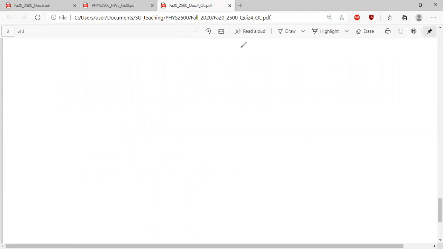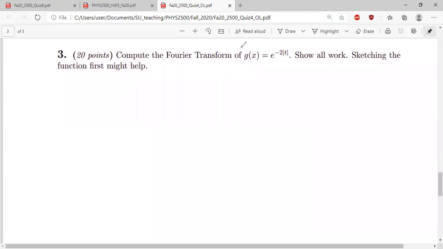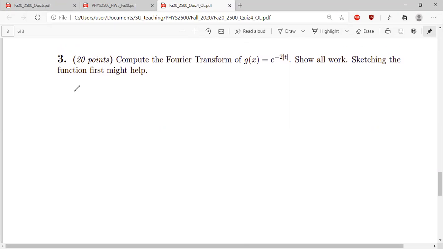And then finally, compute a Fourier transform of a thing. And the recommendation is sketching it might help. So, trust me, I'll sketch it. Won't make that mistake twice. We never go negative.